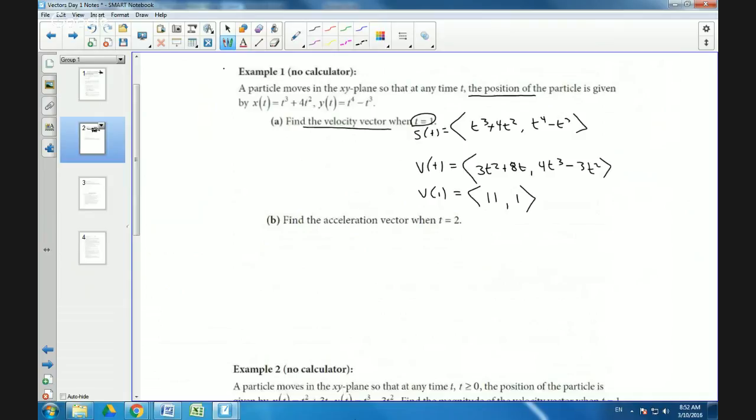Well, what does that mean? Is 11 the velocity? This gives you the direction and the speed of that particle at time 1. So if we want direction, we're going to use right triangle trig to calculate the angle. Right? 11 out, 1 up. There's an angle there. So the vector is like a straight line between <11, 1> and <0, 0>? Yeah. Okay, somewhere in here, correct?